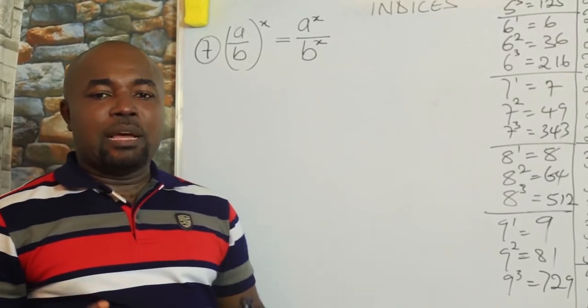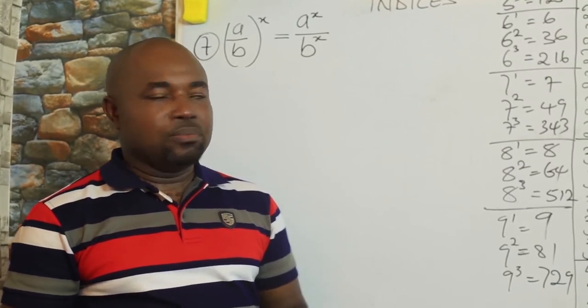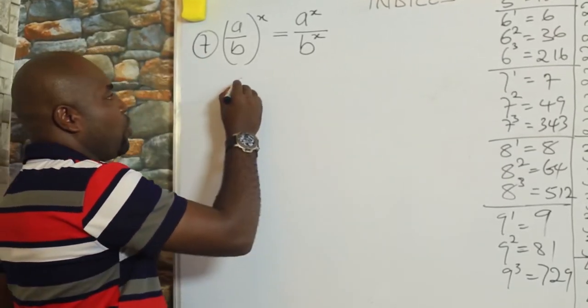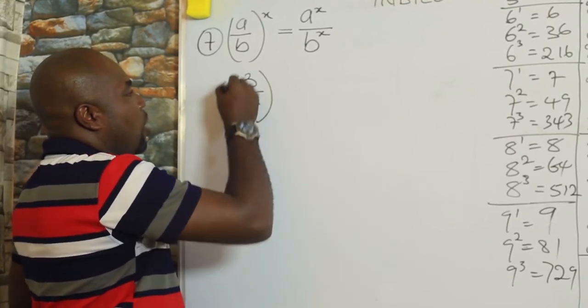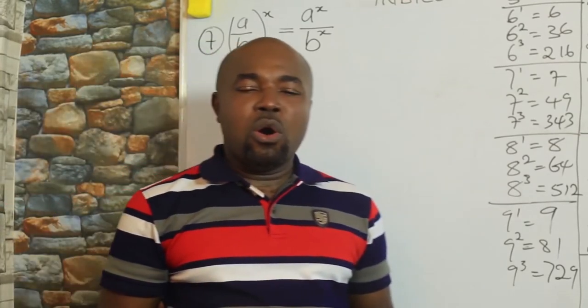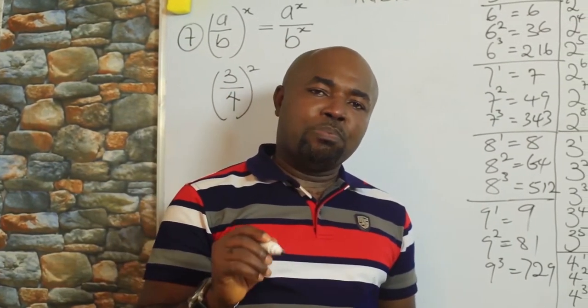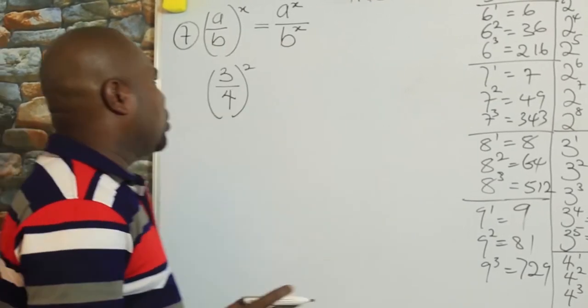Let us also use an example to expatiate on what we have done. So the example will be 3 raised to power 4, all raised to power 2. I want you to understand this topic very well. So look at the board.